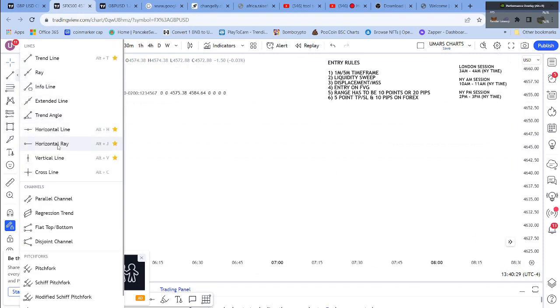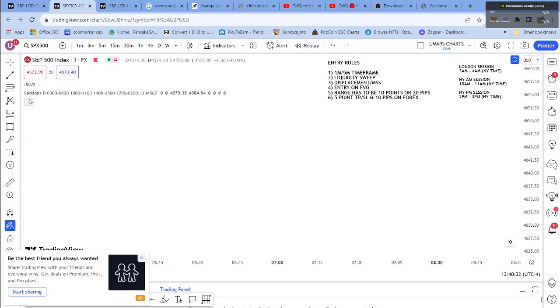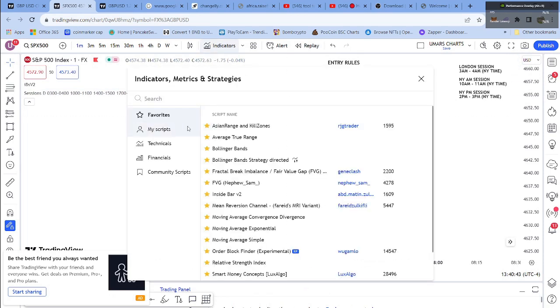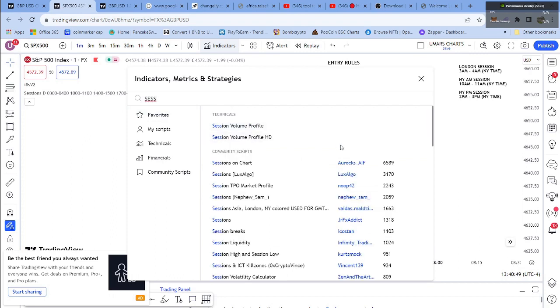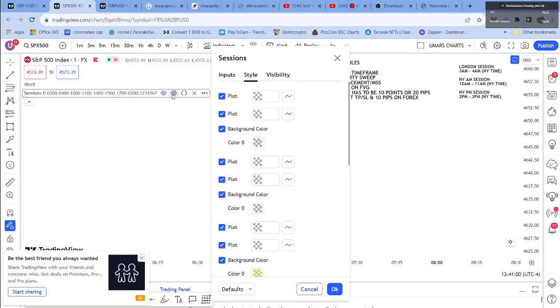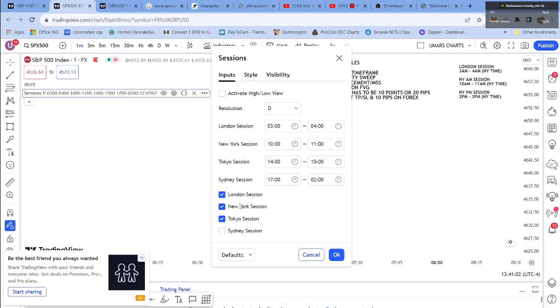So what you're going to do is you could use this indicator here. I got it called sessions. This indicator is by Nephew Sam. You could use this indicator here, and you can adjust the settings to these here. You can use these inputs. As you can see, I got marked out London session, New York session, and I use the Tokyo session for the New York PM session.